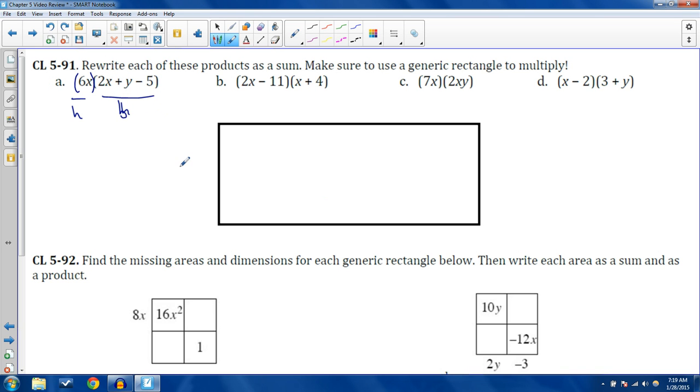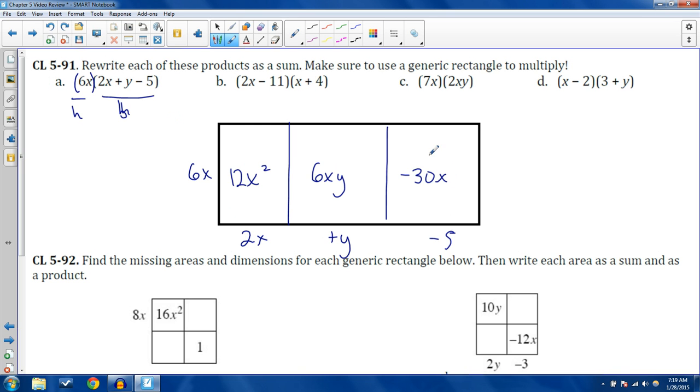So if 6x is my height, maybe it's right there. And 2x plus y minus 5 is my base, then they'll be right here. I have 2x plus y minus 5. Now use the generic rectangle, multiply individual base times height. 6 times 2 is 12, x times x is x squared. 6x times y is 6xy. 6 times negative 5 is negative 30, and there's an x at the end there.